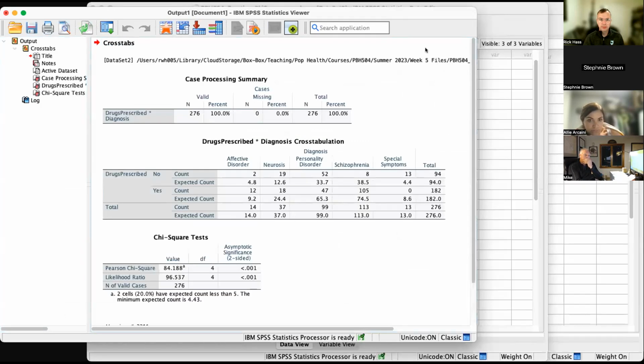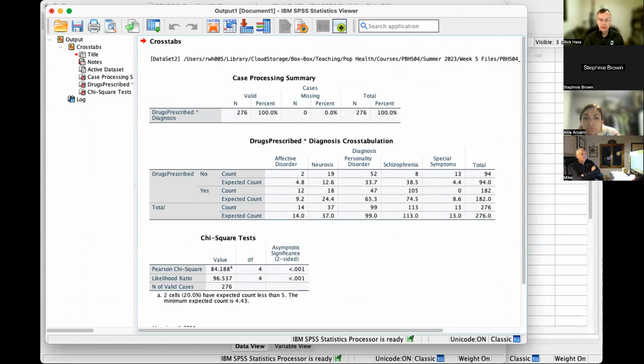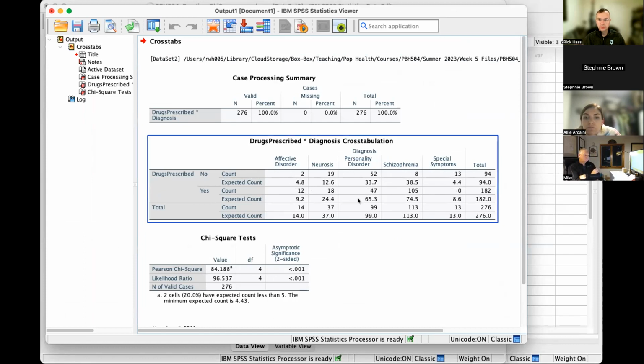And as you can see, SPSS has done what it was supposed to do. It's turned the data into, right, here are the regular counts, so that'll match what we see, although it's flip-flopped. Instead of yes, no, it's no, yes. And so we can see that for affective disorders, we have basically differing numbers.